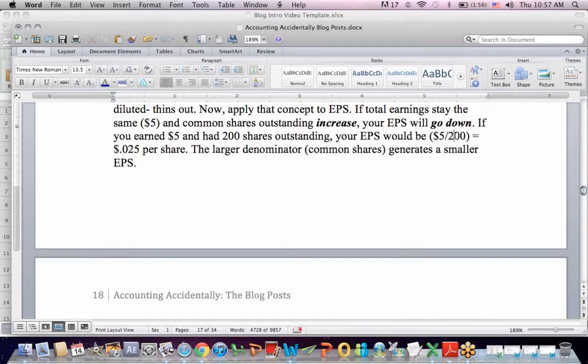But your shares in the denominator are different, and therefore the earnings per share declines to 25 cents. Larger denominator, common shares, generates a smaller earnings per share.